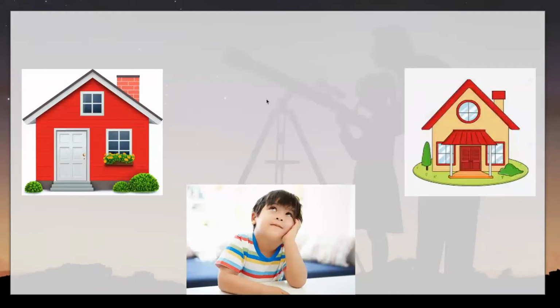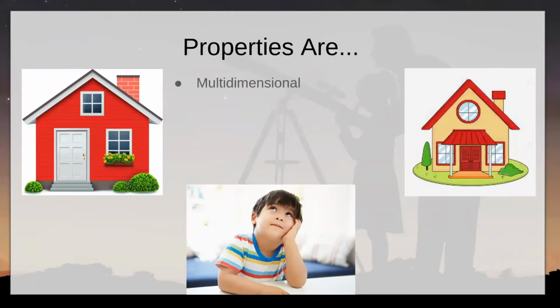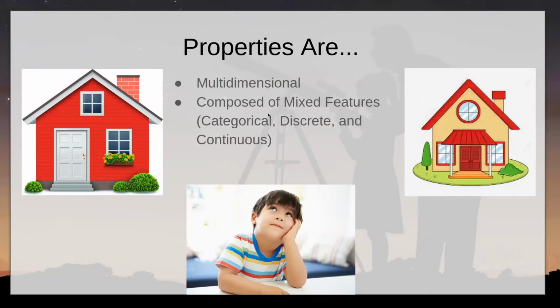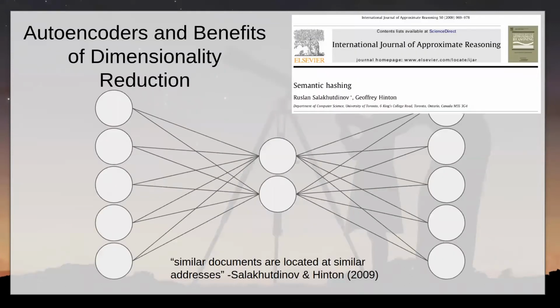And it's very difficult to describe differences between properties because properties are complex and multidimensional and composed of mixed features like categorical, discrete, and continuous dimensions. It would be useful to have a tool to be able to describe the similarity between properties for this reason. One solution potentially to this could be autoencoders.